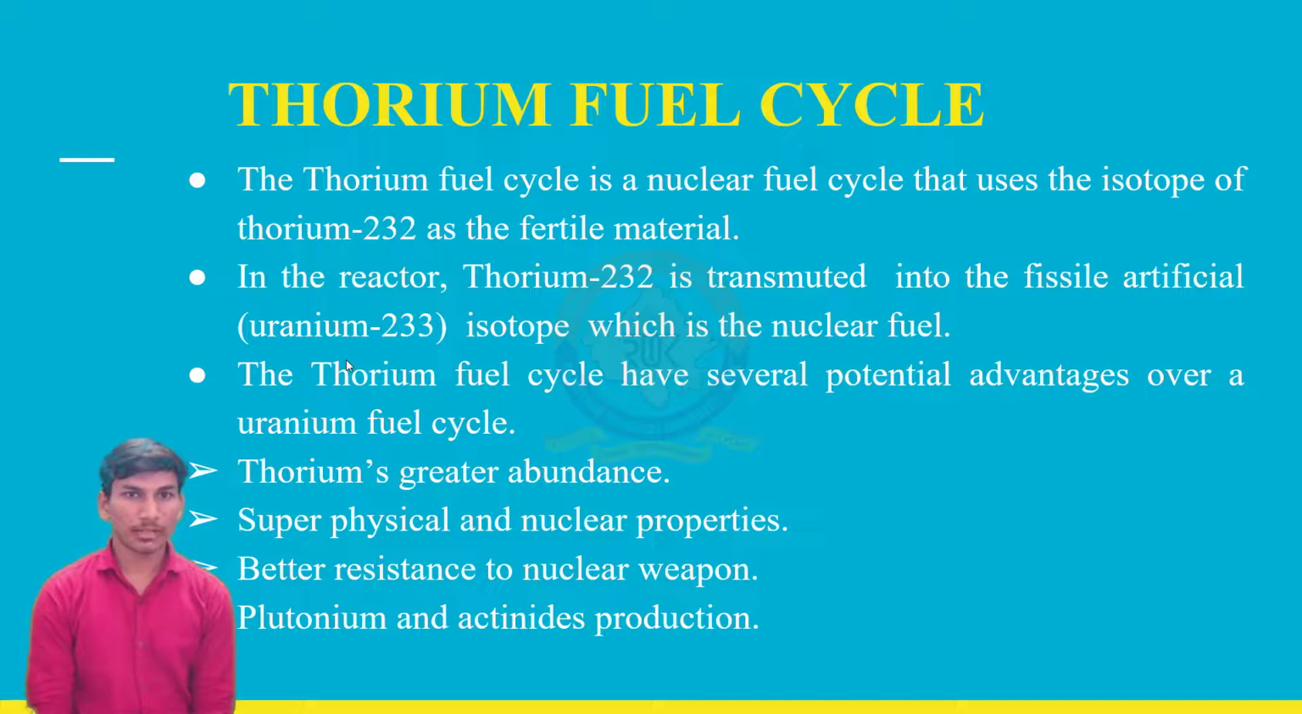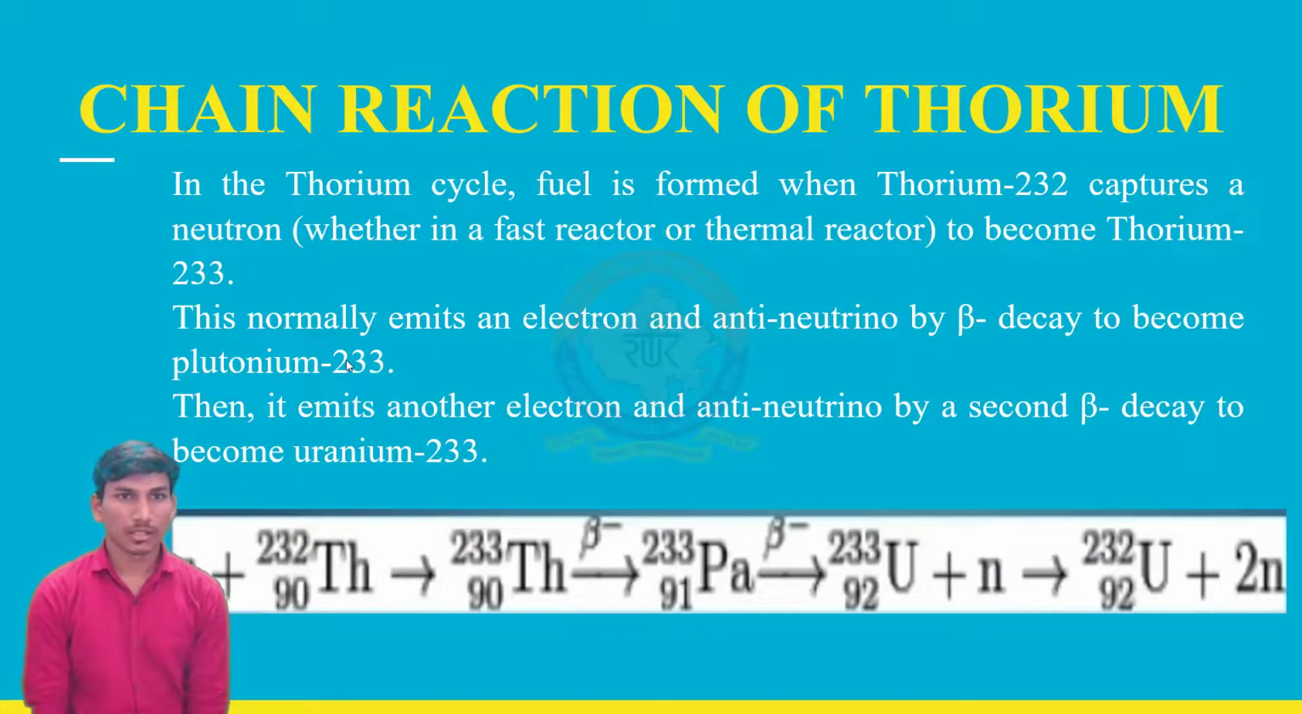Plutonium and antineutrino production. Chain reaction of thorium. In the thorium cycle, fuel is formed when thorium-232 captures a neutron, whether in a fast reactor or thermal reactor, to become thorium-233. This normally emits an electron and an antineutrino by beta decay to become protactinium-233. Then it emits another electron and antineutrino by a second beta decay to become uranium-233.